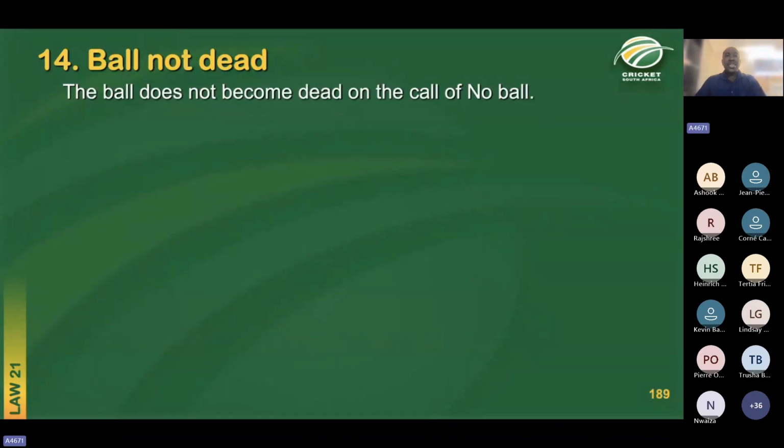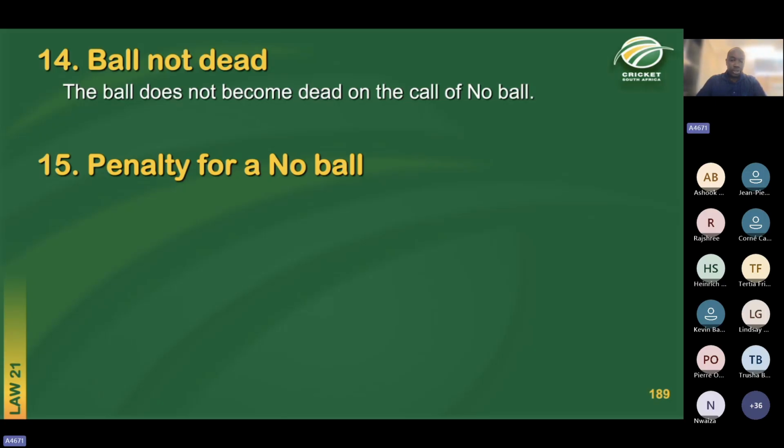Does the ball become dead when a no ball is bowled? No, the ball does not become dead on the call of no ball. The ball stays alive. Batters can run, and there are ways that a batter can be out of a no ball. We will deal with those shortly.